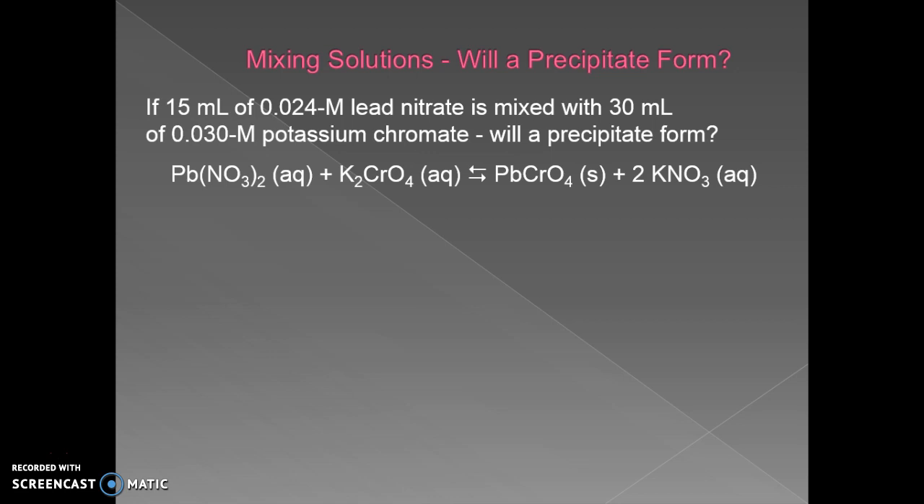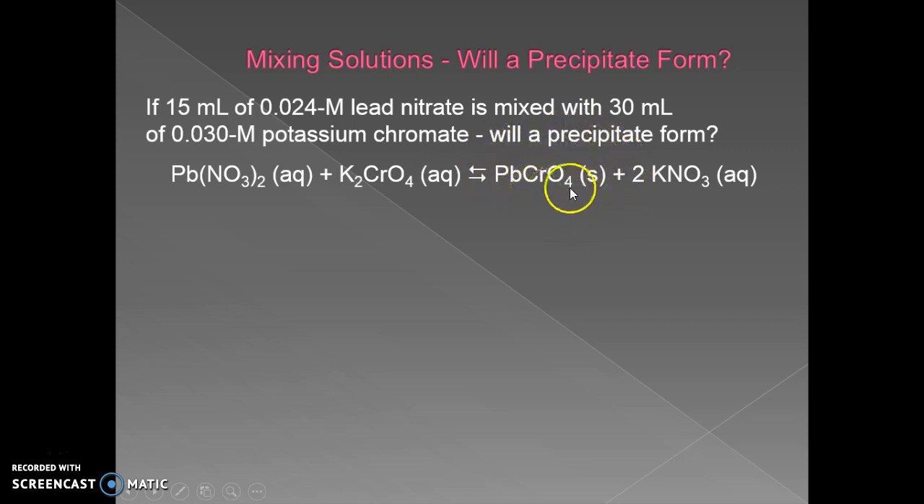So if you've got 10 milliliters of a 0.02 molar solution of lead nitrate, you've got 30 mils of a 0.030 molar potassium chromate. Will we get a precipitate? So you think about the double replacement reaction. The precipitate that we're predicting we should get is lead chromate.